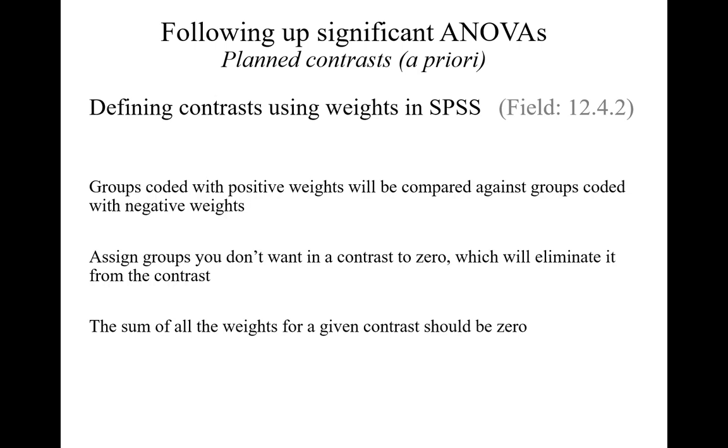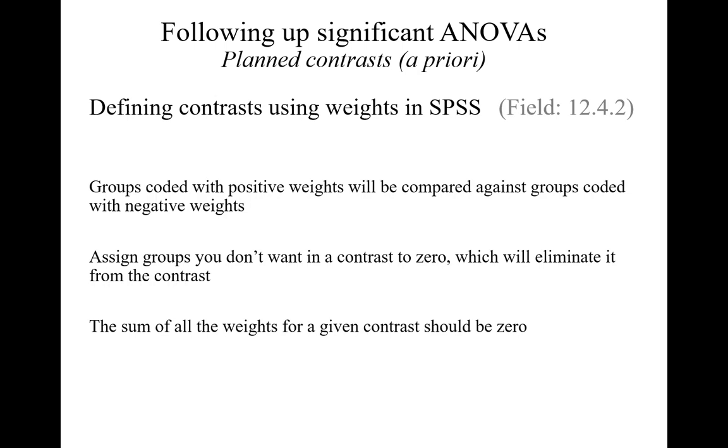Another rule is assign groups you don't want in a contrast a weight of 0. Remember the second contrast in the above example, we no longer required the control group to be included, so we just give that group a weight of 0, and that means it will not be included in the following contrasts.